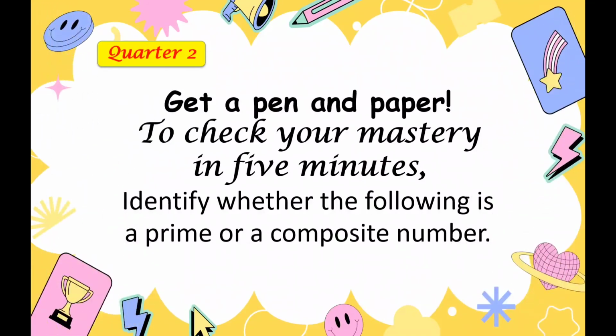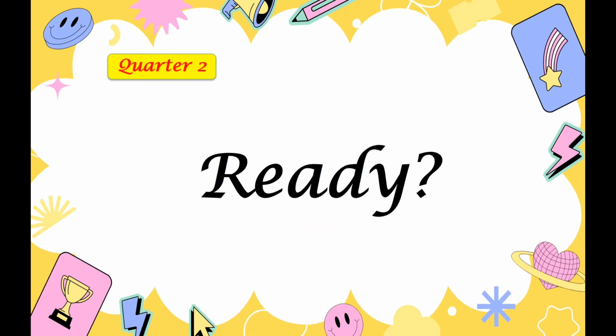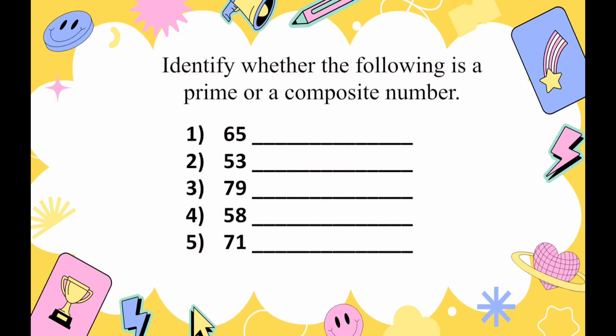Get a pen and paper to check your mastery. In 5 minutes, identify whether the following is a prime or a composite number. So, are you ready? Let's do it! The instruction is identify whether the following is a prime or a composite number. You will write your answer on the space provided. Your timer starts now.